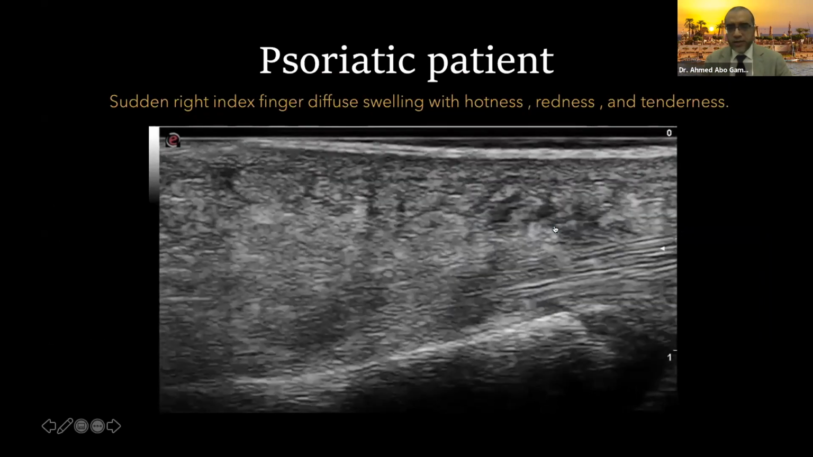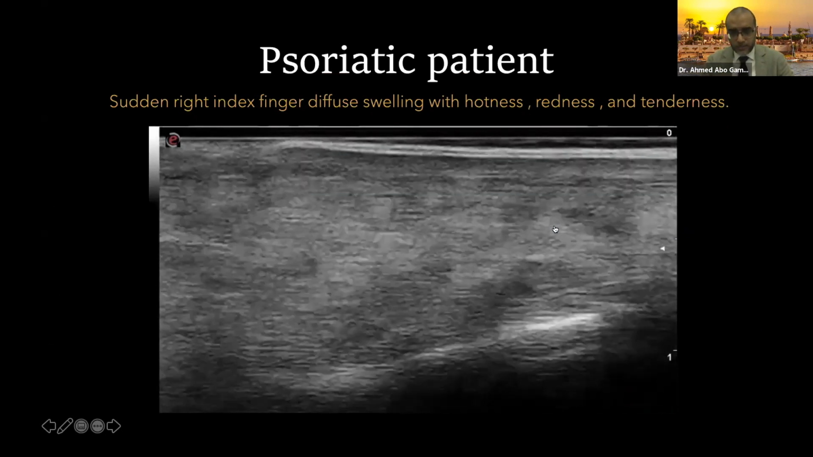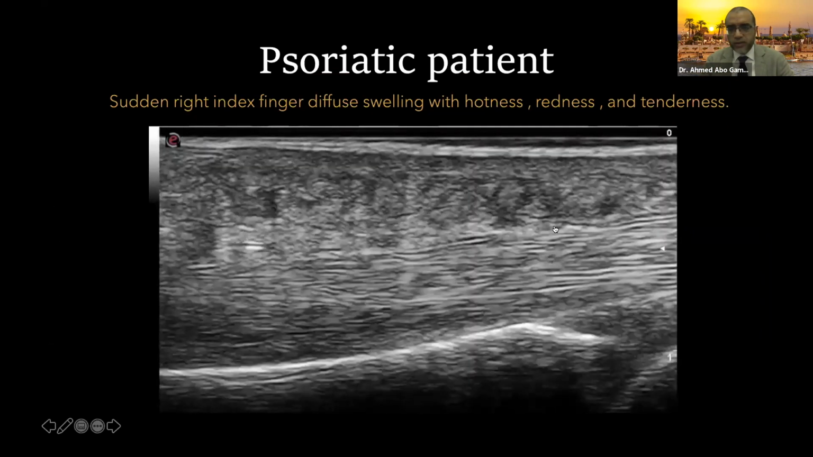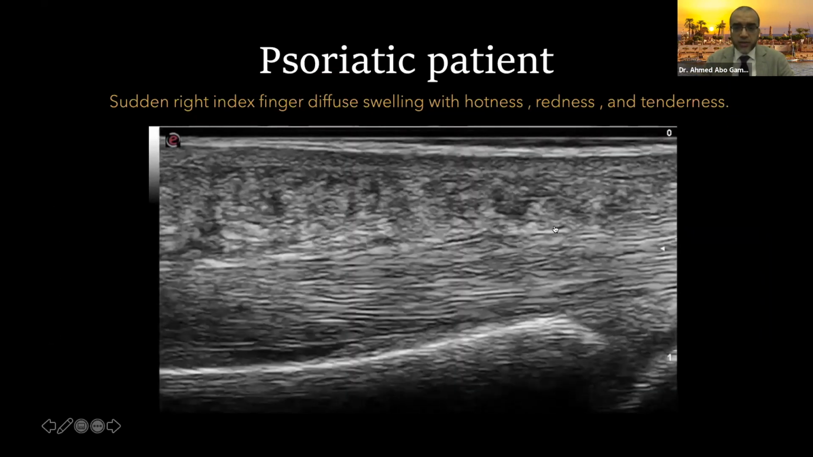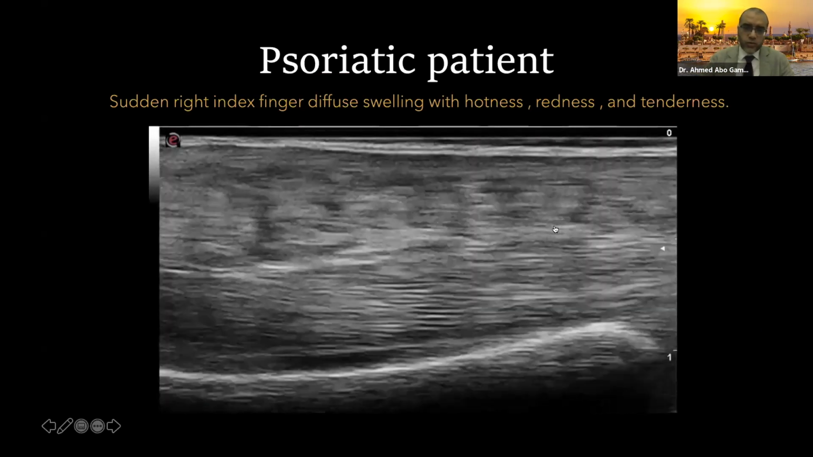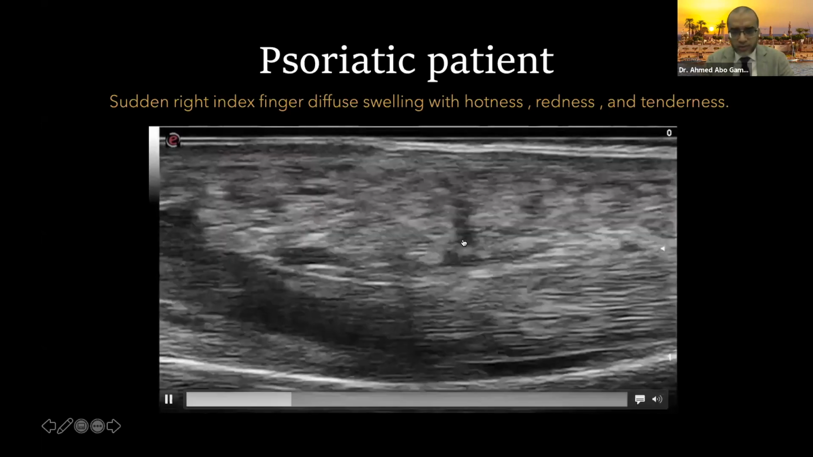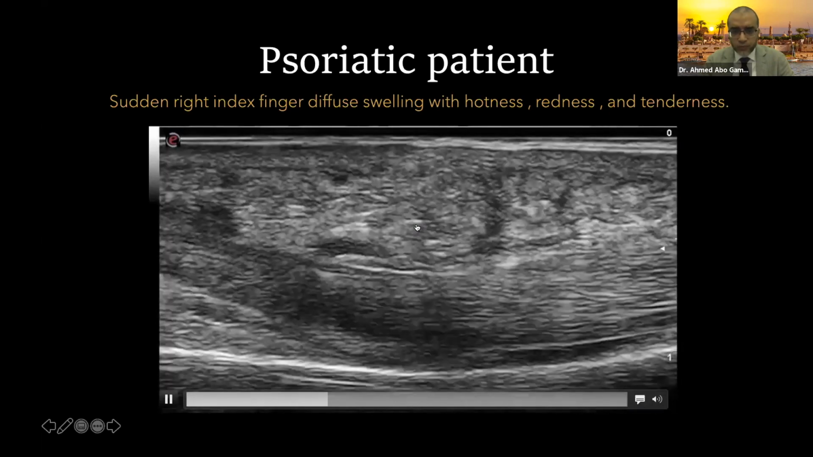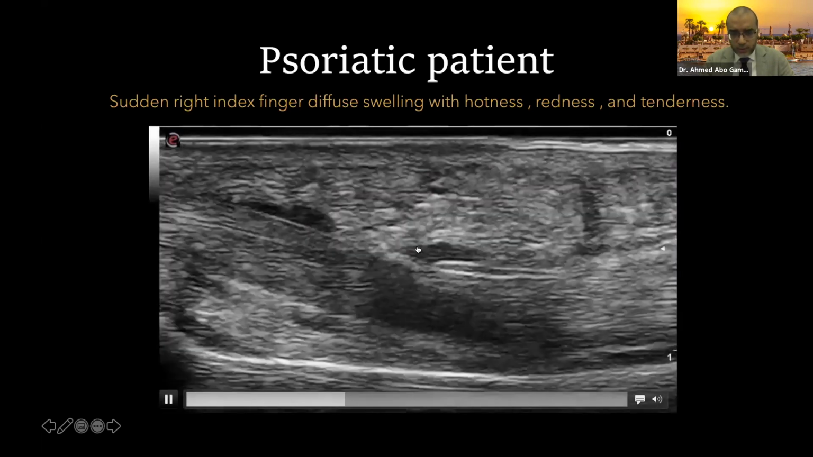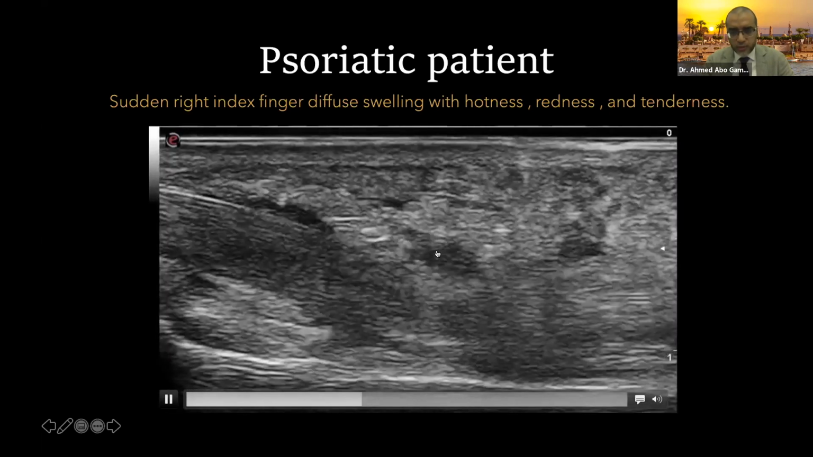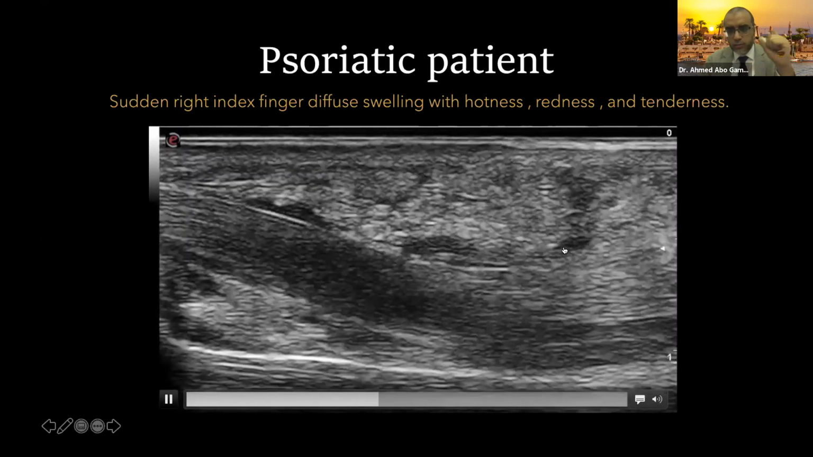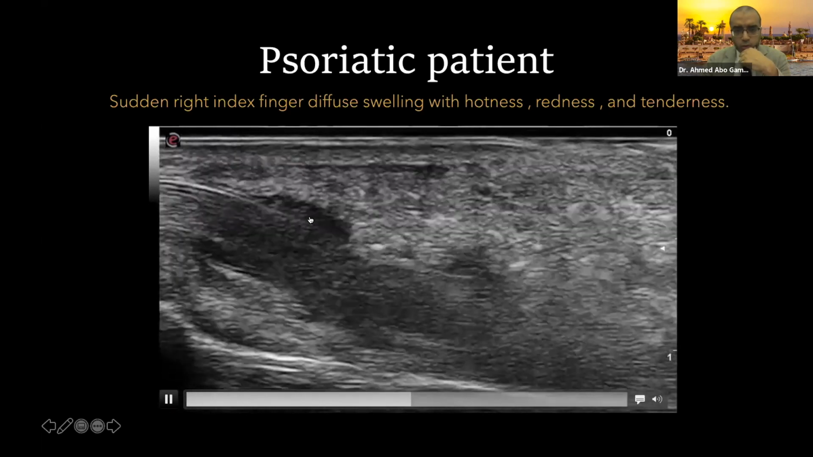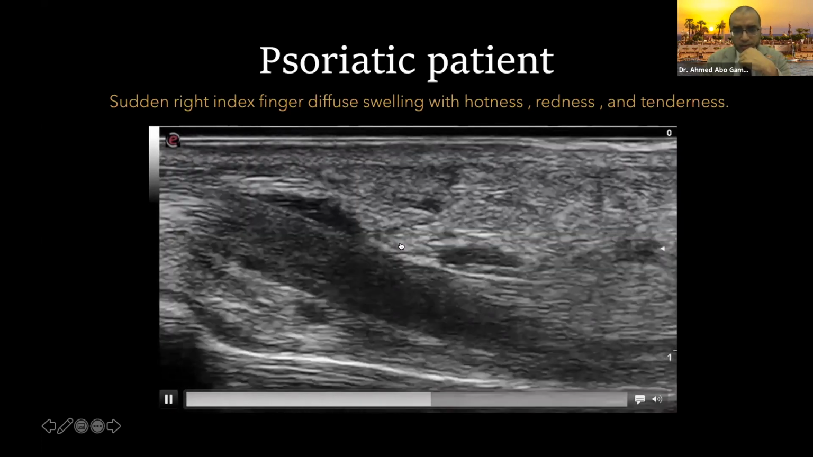Coming to an actual case of dactylitis. This is one of my patients. He has had psoriasis for a long time, and suddenly he came to my clinic with an index finger that was swollen, tender, and red. When we looked at the ultrasound, we found subcutaneous edema and inflammation of the subcutaneous tissue. Looking at the ultrasound picture of the pulleys here, we found almost three black swellings corresponding to the three different pulleys. All of them are swollen and distended.